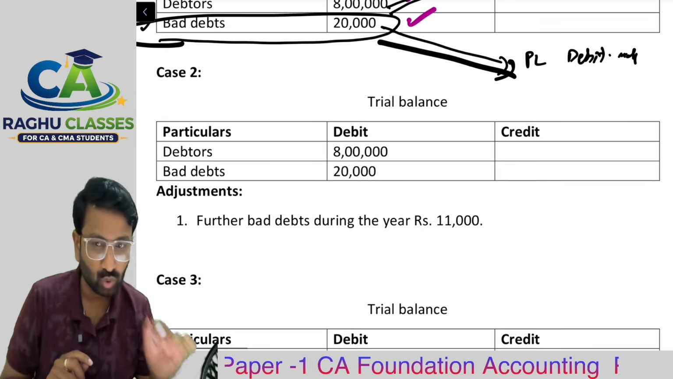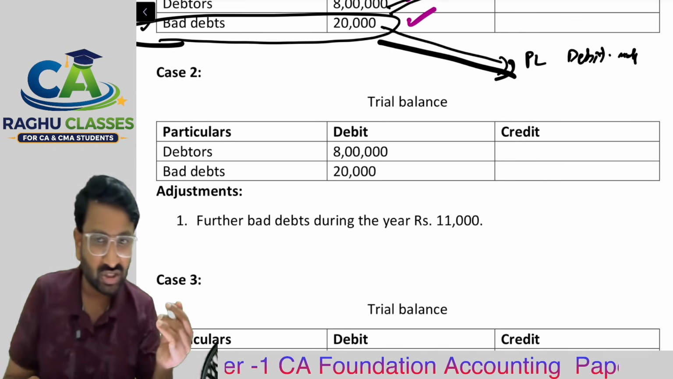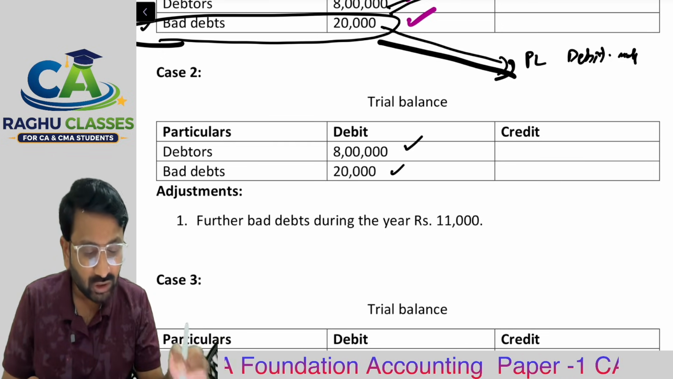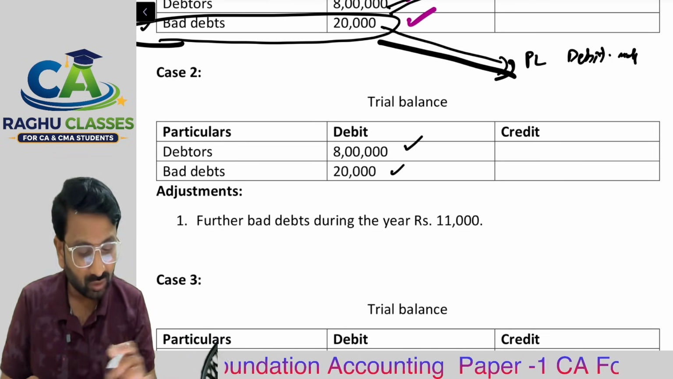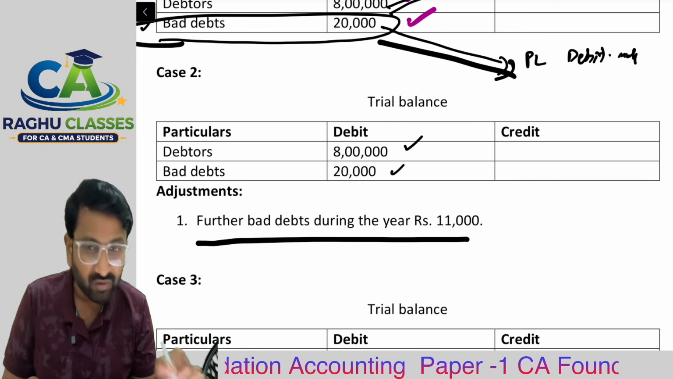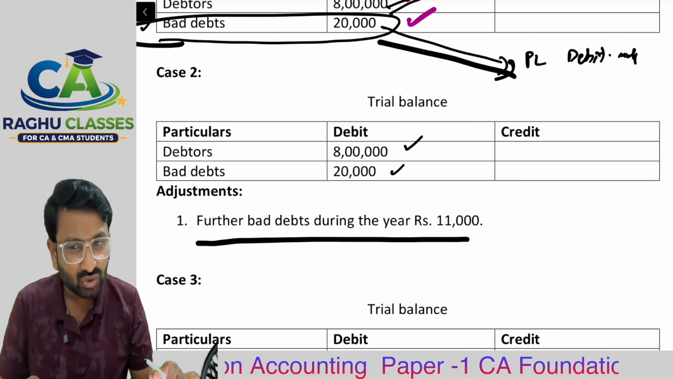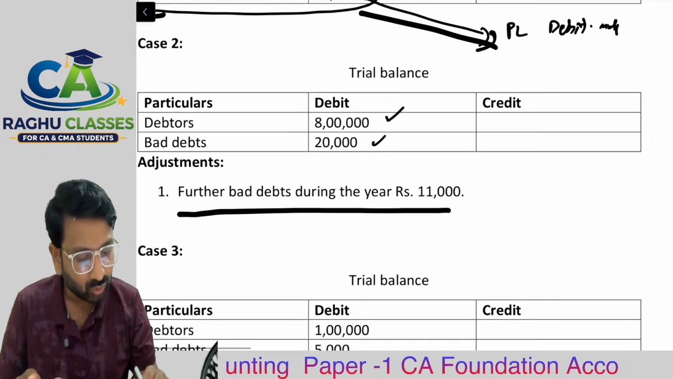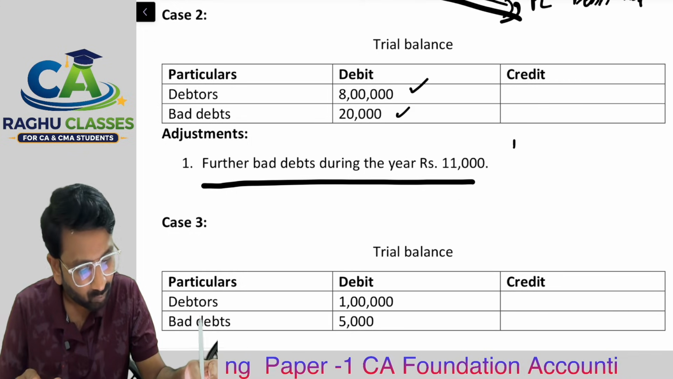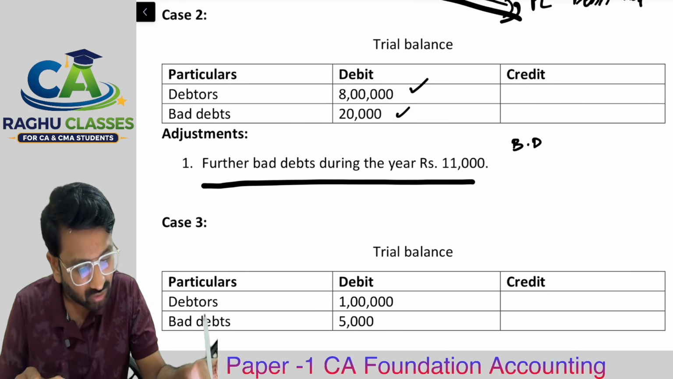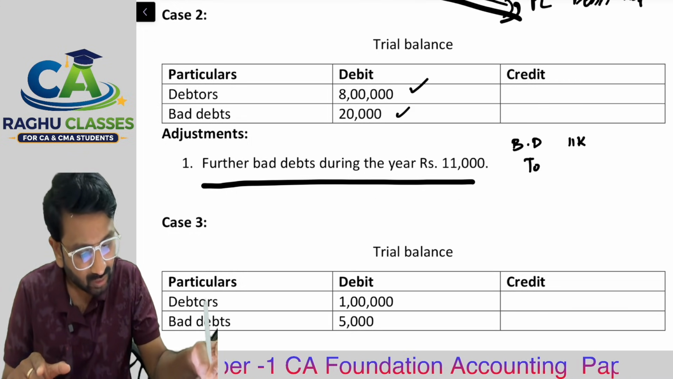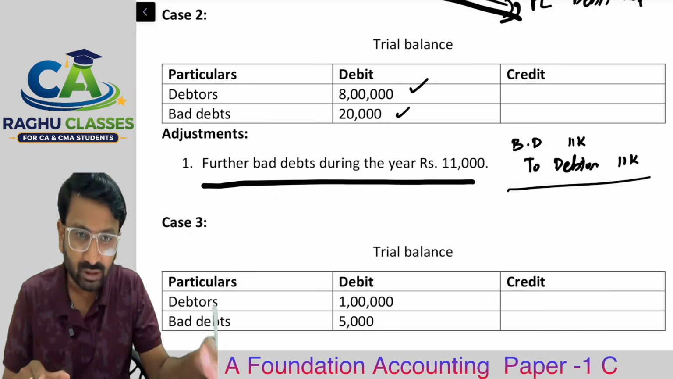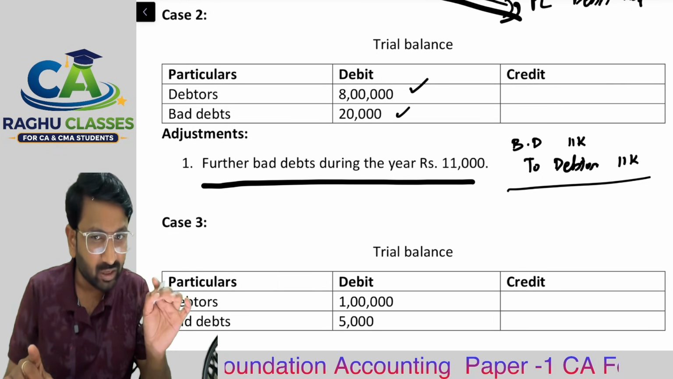Next, case 2. Just extension of the first example. Your debtor is 8 lakh. This 20,000 would have been already deducted. Now we have further bad debt of 11k. Now this 11,000 is given in the adjustment, which means entry is yet to be made. So the entry for this bad debt will be bad debts account will be a loss for you. So debit 11,000. Debtor will reduce. So credit debtor. So bad debt account debit to debtor 11,000. This will be entry number 1.